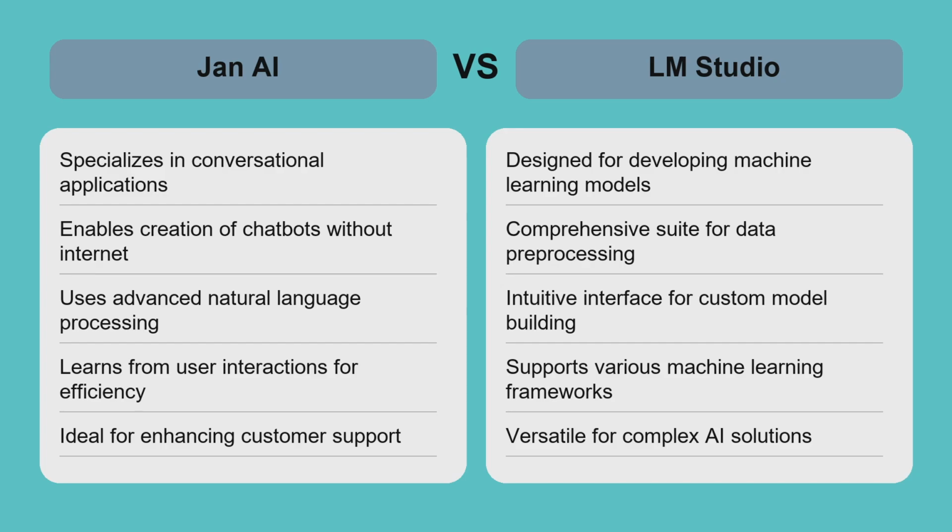The trade-off here is between ease of use and advanced capabilities. Jan AI excels in conversational AI, while LM Studio offers broader machine learning functionalities, making it essential to align your choice with your project requirements.